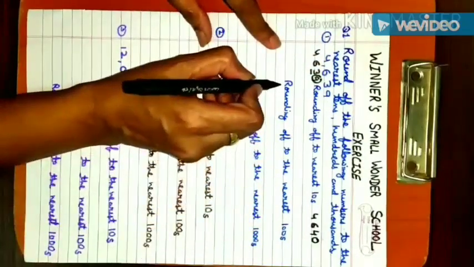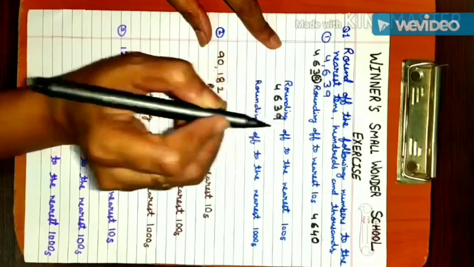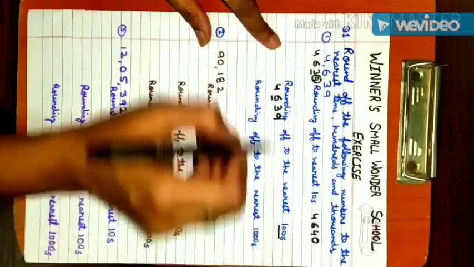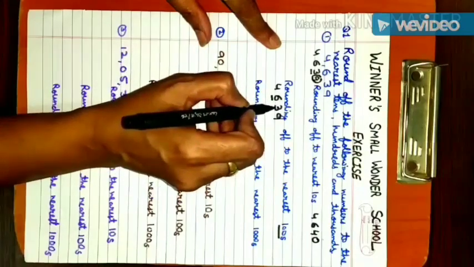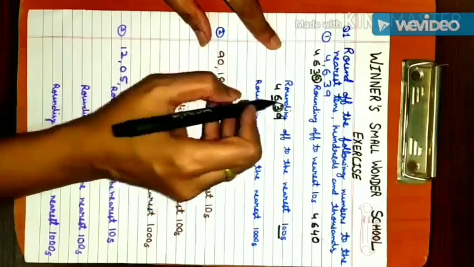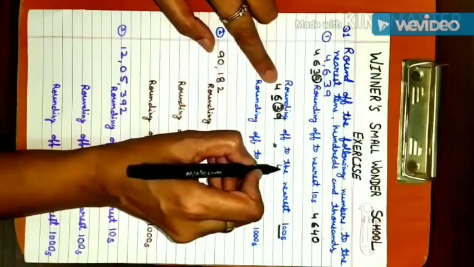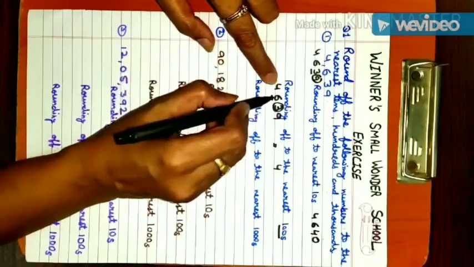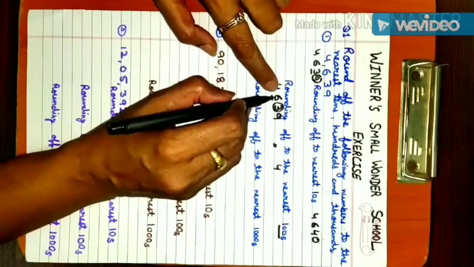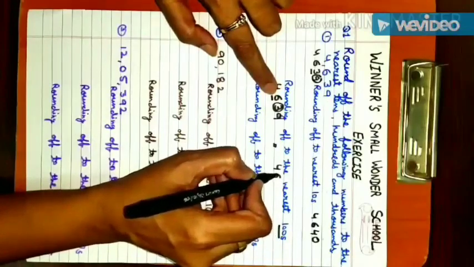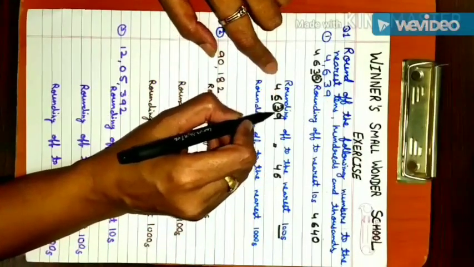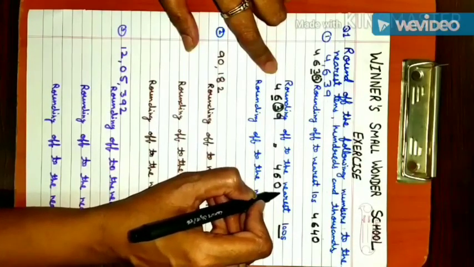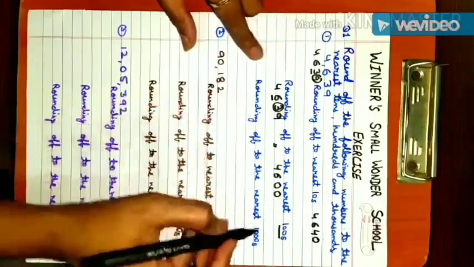Okay. Now rounding off to the nearest 100. So the digits are 4, 6, 3, 9. Ones, tens, 100. Underline the 100 digit. Now check the next digit. Next digit is 3, which is between 0 and 4, so this number does not change. The underlined number is not changed, same to same. So this digit is 6. Now replace the ones and tens digits by 0. This answer is 0. Okay.